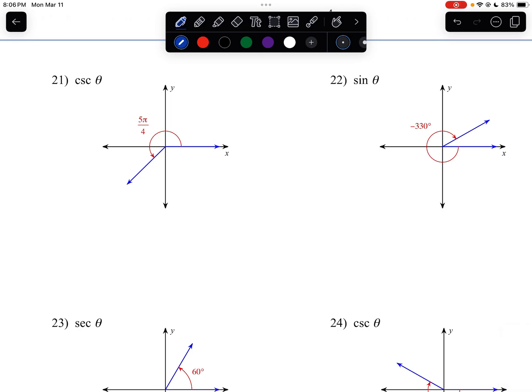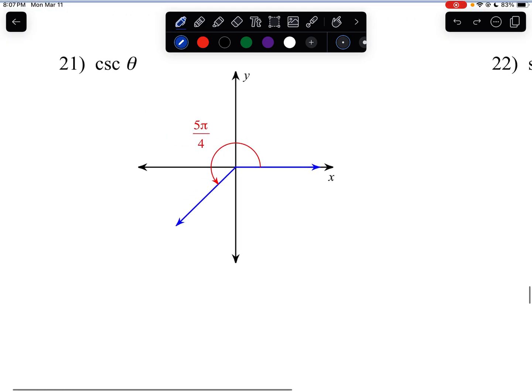So we have 5 pi over 4. In radians, this would be 4 pi over 4, because 1, 2, 3, 4, 1, 2, 3, and 4. This would be 4 pi over 4, so this would be 1 pi over 4. So this angle right here is pi fourths, which is equivalent to 45 degrees. If I make a triangle right here, I have a 45, 45, 90 triangle. And again, that's 1, 1, square root 2.